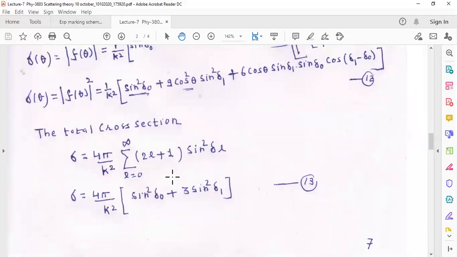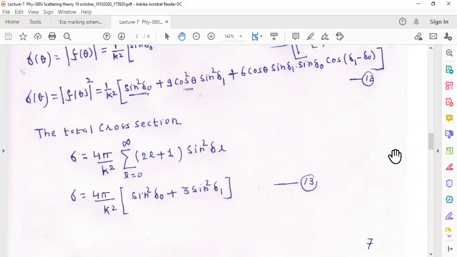So you take the summation for L equal to 0, then L equal to 1. For L equal to 0, this term is 1, sine square delta L equals sine square delta 0. Then you take L equal to 1, so it is 3 sine square delta 1. So the term which you get is sigma equal to 4 pi over k square times sine square delta 0 plus 3 sine square delta 1. This expression is the total scattering cross section for the contribution of S wave and P wave.